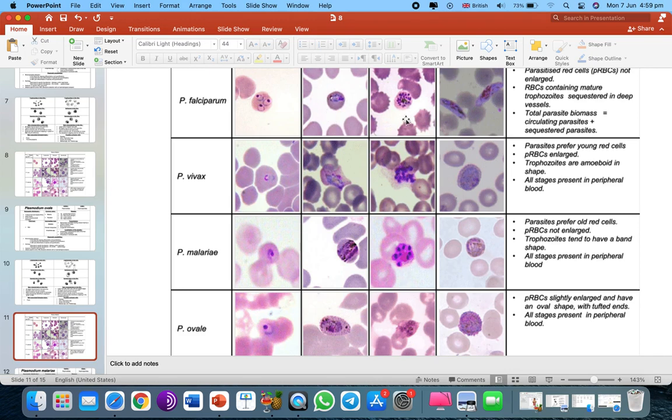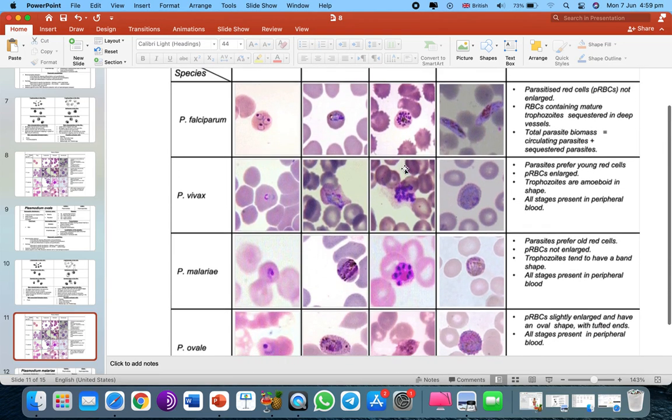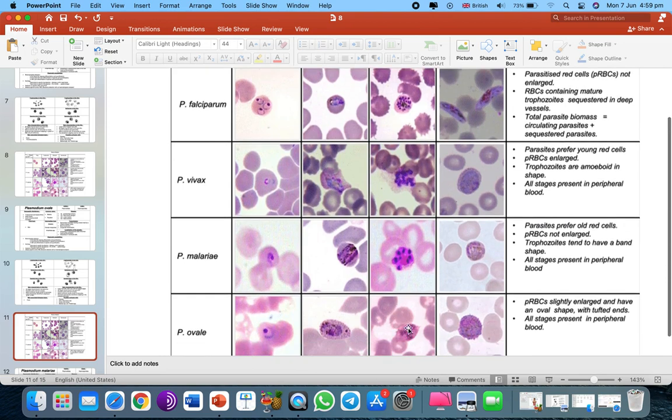And then the schizont, look at the chrysosite here. You can see the age here. This is for the gametocytes. So these are the differences. This looks like 8 merozoites, but here is 16 and here is more.